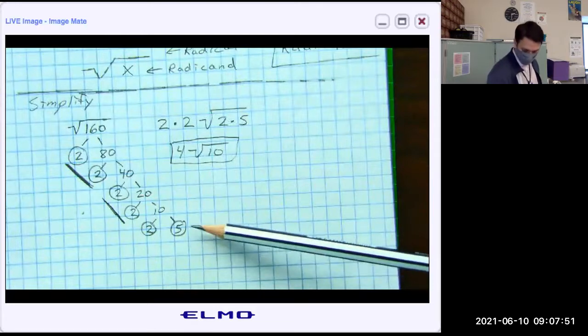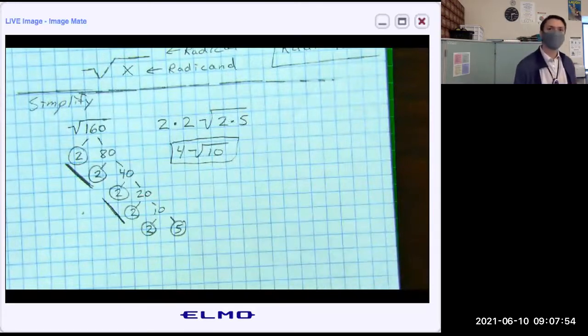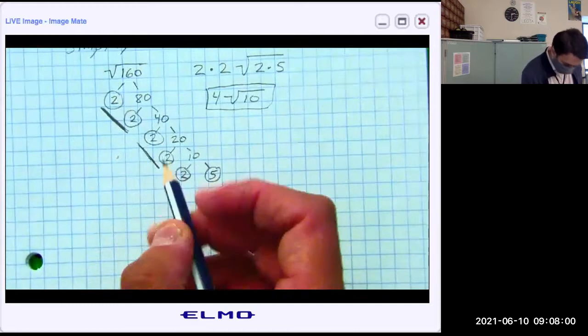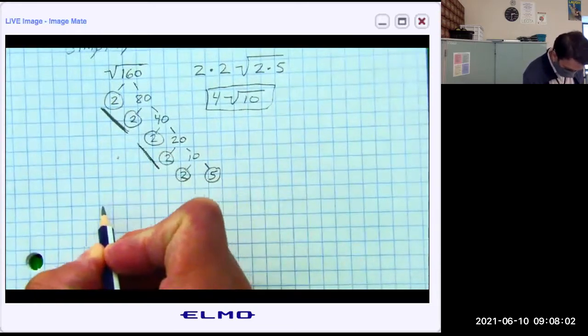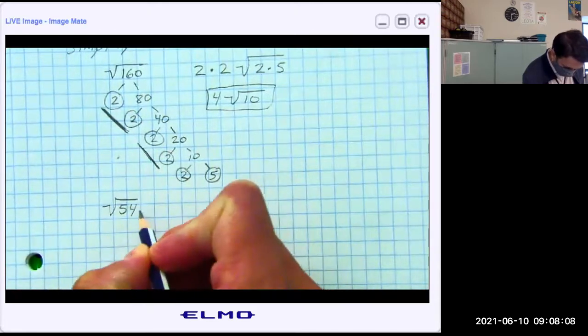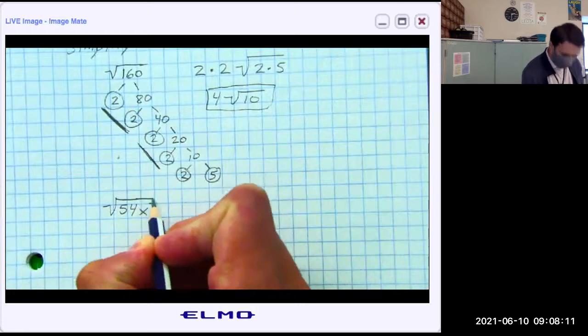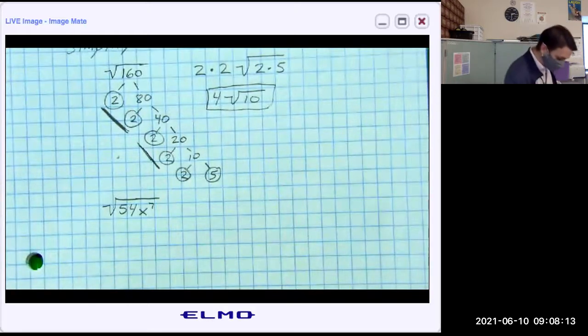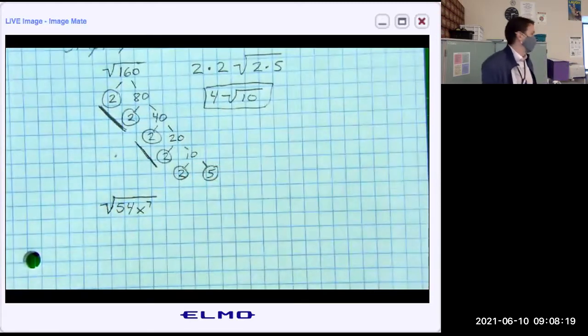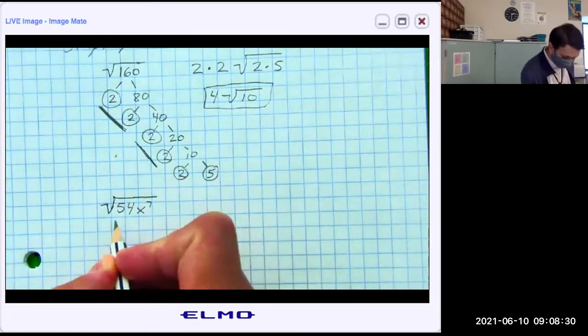Okay, let's try another one. Square root of 54, let's say x to the power of 7. In geometry next year, you're going to find some variables sometimes inside of these radicals. And what we want to do is simplify it. So inside here, we have 54 times x times x times x times x, all those, right? So let's start by breaking the 54 into its prime factors.